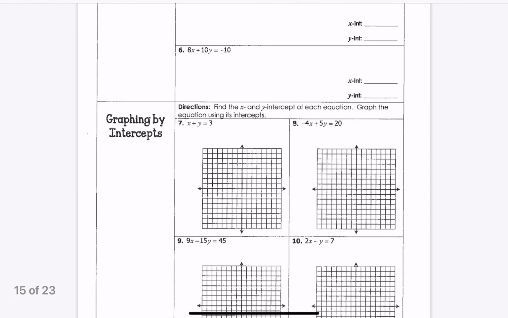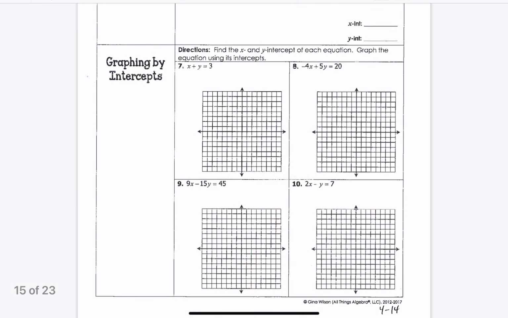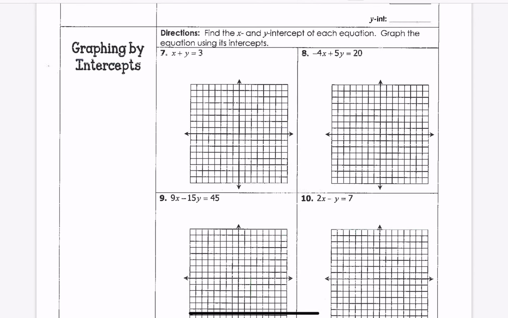When you do, actually do the whole page on your own, when you do these 4, you are going to find the x and y-intercepts, but then you're going to graph the equations using the intercepts. So once you find those 2 points, you're going to graph those 2 points, and then you're going to draw your line. So we could do this first one together, just in case you're confused.